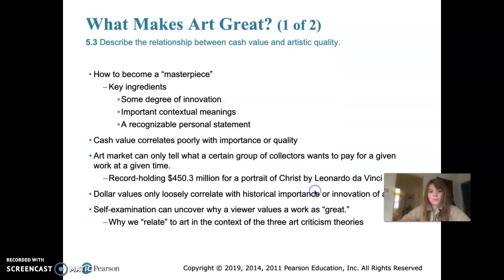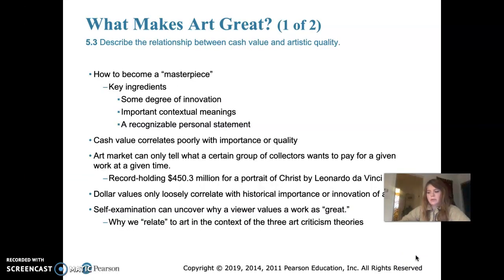So number 1, there needs to be some degree of innovation. There needs to be some important contextual meanings. And there needs to be a recognizable personal statement. So as you can see, all of these things meld with the 3 different theories of art criticism: formal, contextual, and personal or expressive theories of art criticism. And not all 3 of these things are necessary, but at least one should be strongly present in a great masterpiece.